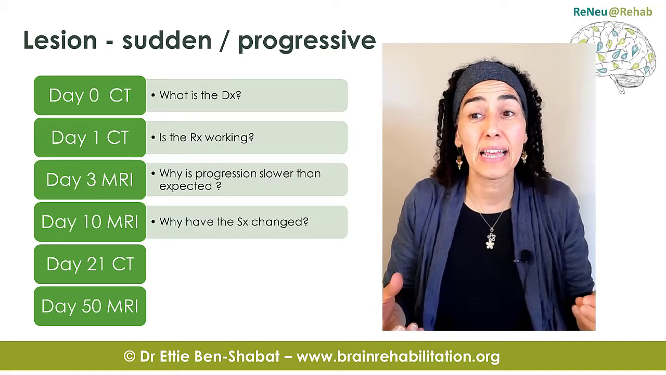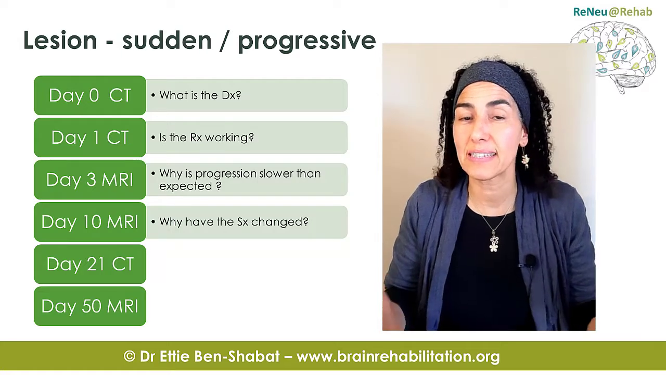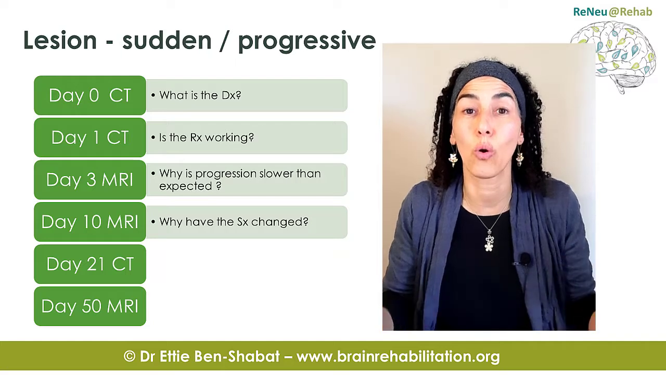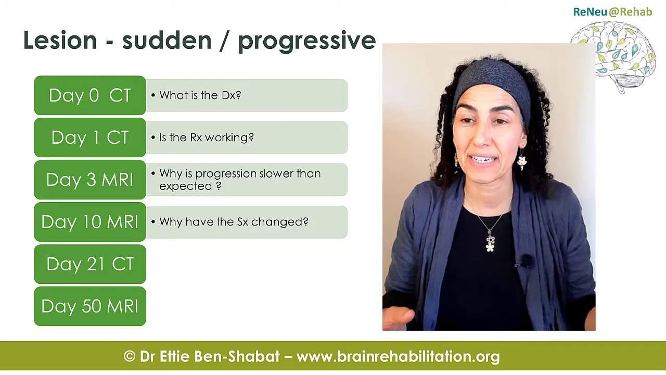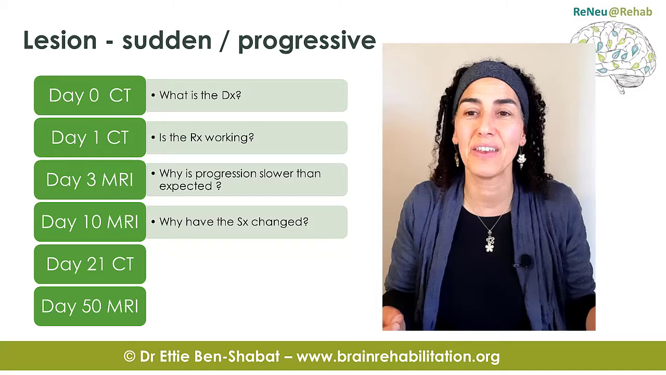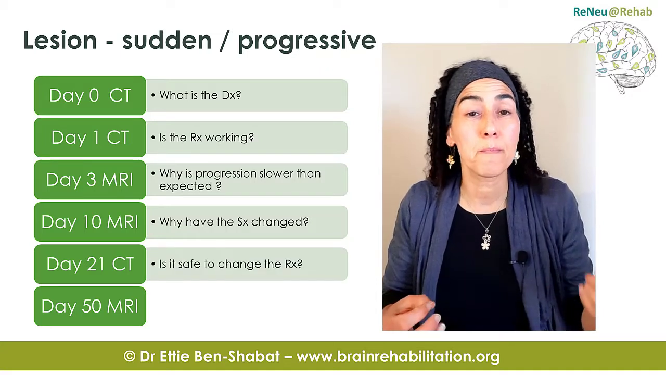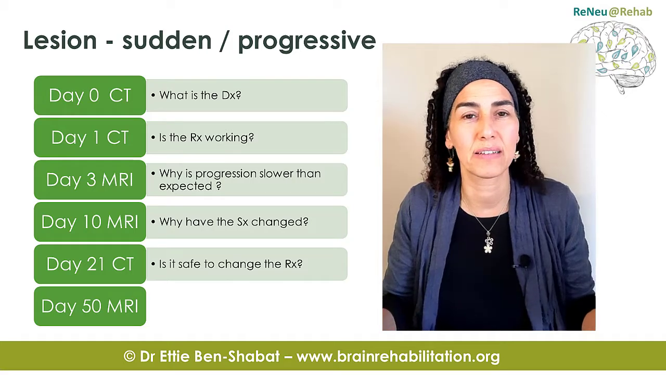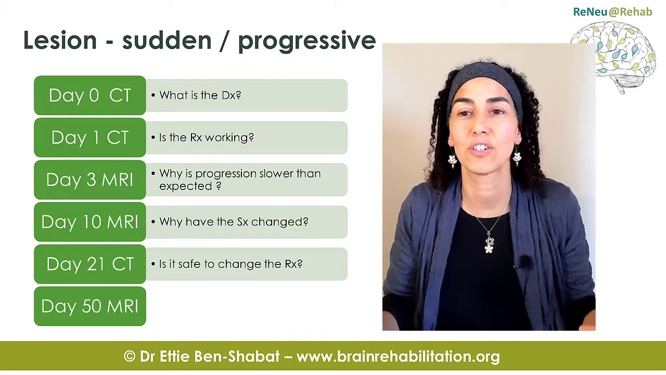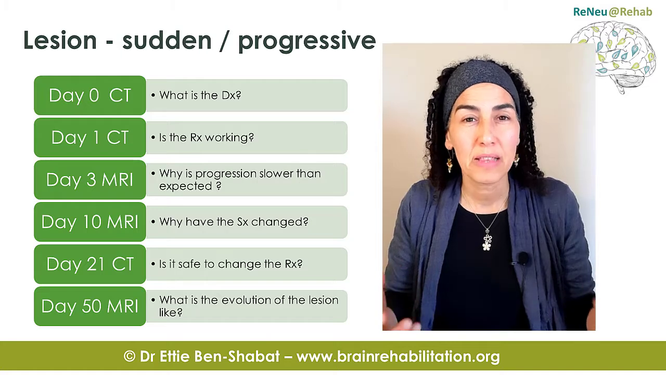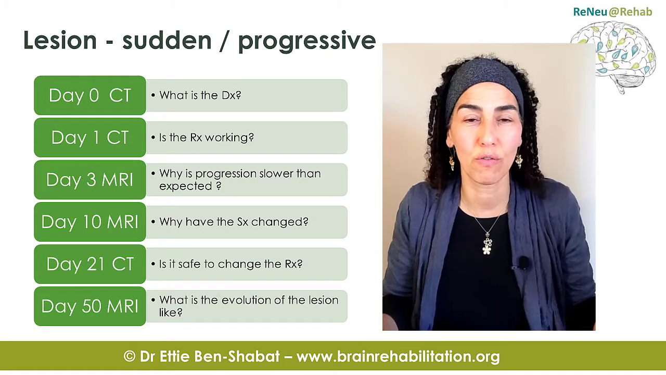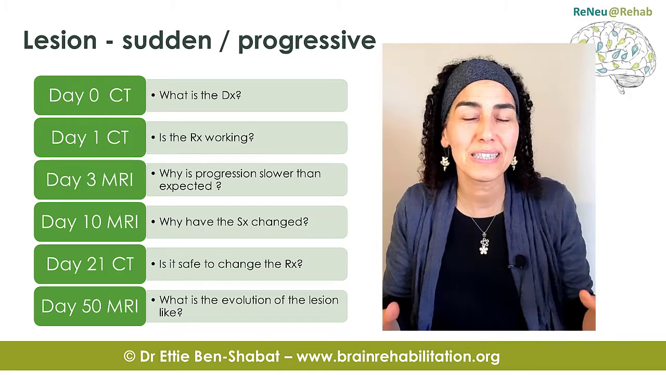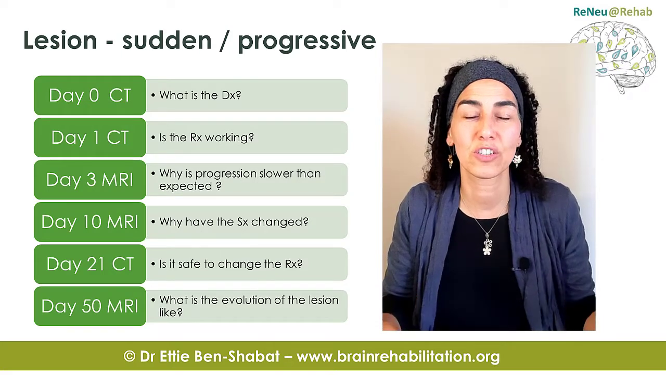And then day 10, they might have a change in their symptoms, and therefore the question was, is there a change in the pathology or in that lesion? Therefore, they are taken to another scan. And day 21 might be, we want to change the treatment. Let's see whether it's safe to do so. Is the brain stable? Can we go ahead with that change? Day 50 might be, let's have a look at the evolution of this lesion and see where this person is at in terms of recovery. So you can see that every scan has a question.